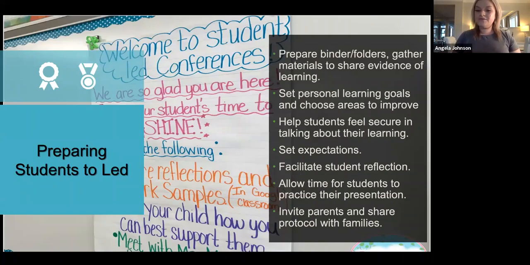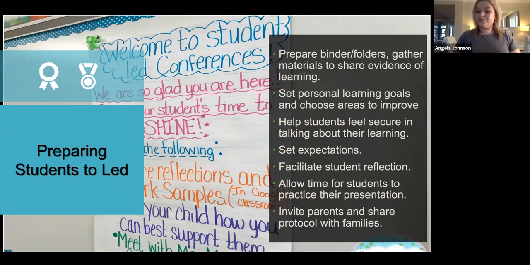Now, the next one is help students feel secure in talking about their learning. Even if they don't know everything, it's okay to be vulnerable and not know everything, right? Set expectations. Say, I want you to do this. Show examples and have them work towards those goals, right? The expectations. Facilitate student reflection. So have them sit down and look at everybody else's work and talk about their own work. It's so important to be reflective.